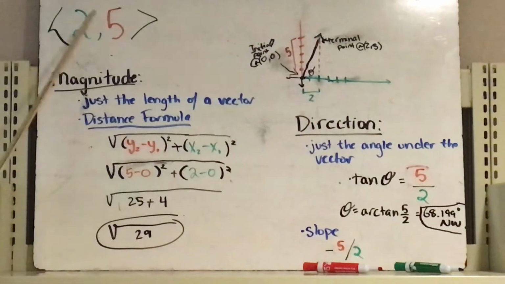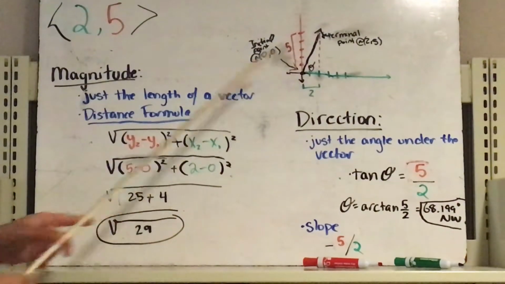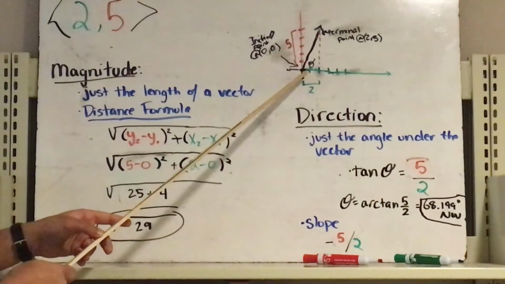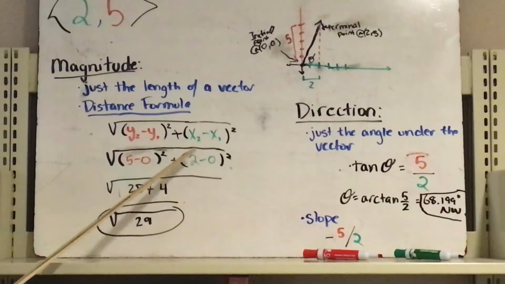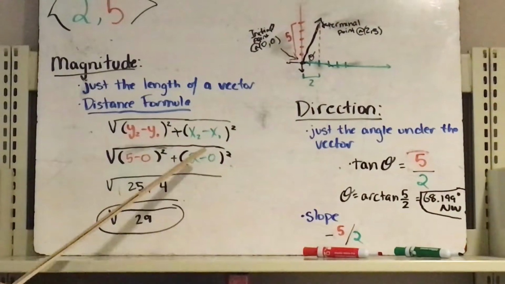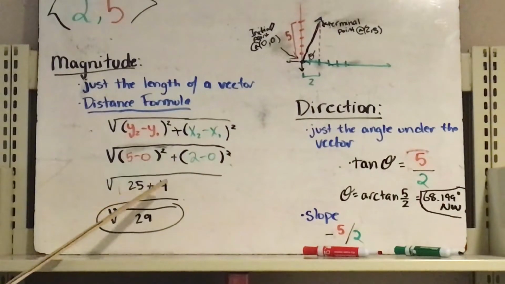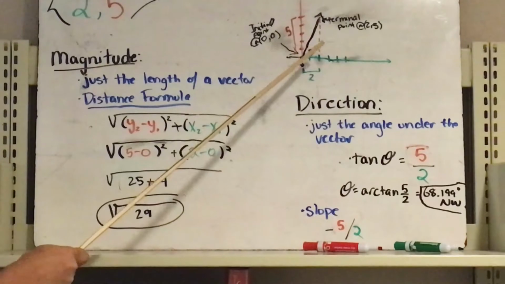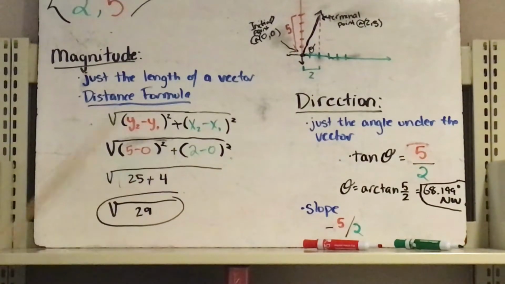So the y2 value is 5, the y1 value is 0 because we're using the origin. So 5 minus 0, and then here the x value is 2, the x value of the origin is 0. So 2 minus 0, you get that. So keep plugging it in. 5 minus 0 squared is 25, 2 minus 0 squared is 4, 25 plus 4 is 29, square root of that. So that's how we find the magnitude. The magnitude of this vector is the square root of 29.